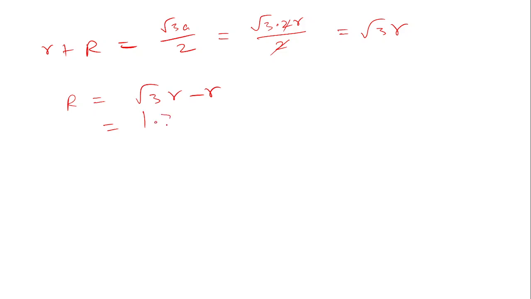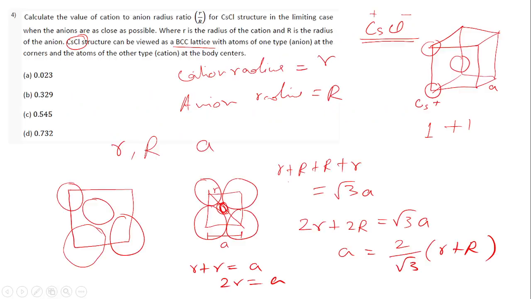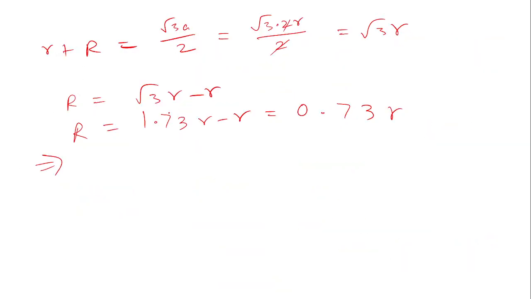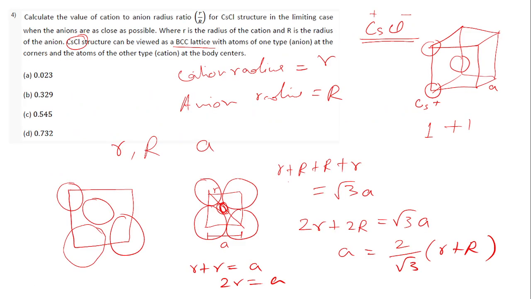So r is equal to root 3 R minus R. Root 3 is usually 1.73, so this will be 0.73 R. So we had to find out the relation between small r and capital R. Oh, I made one mistake, sorry. Cation radius is small r.